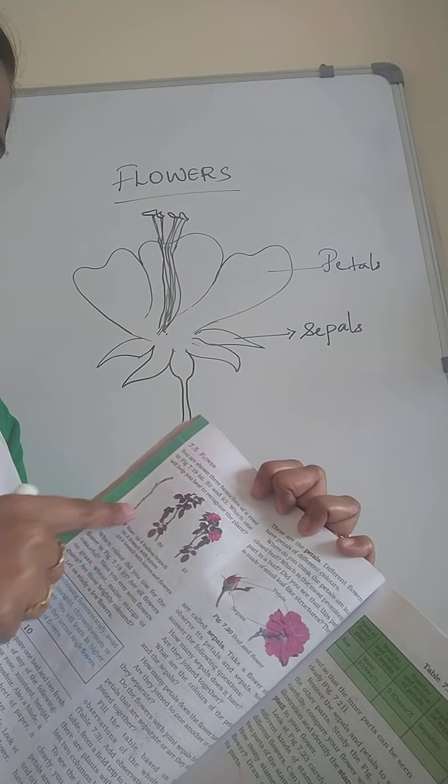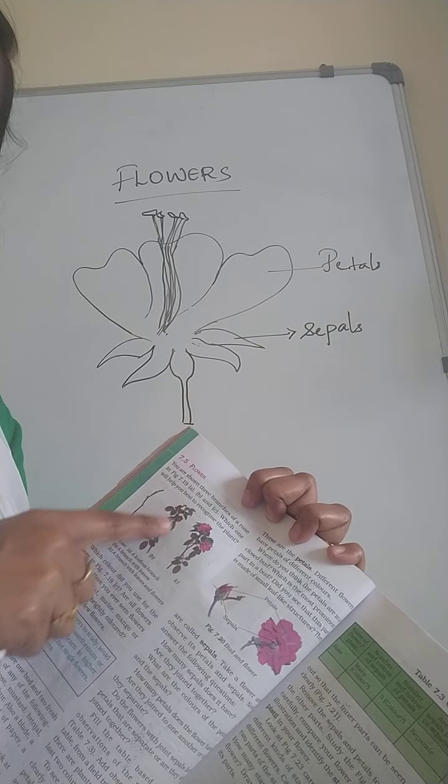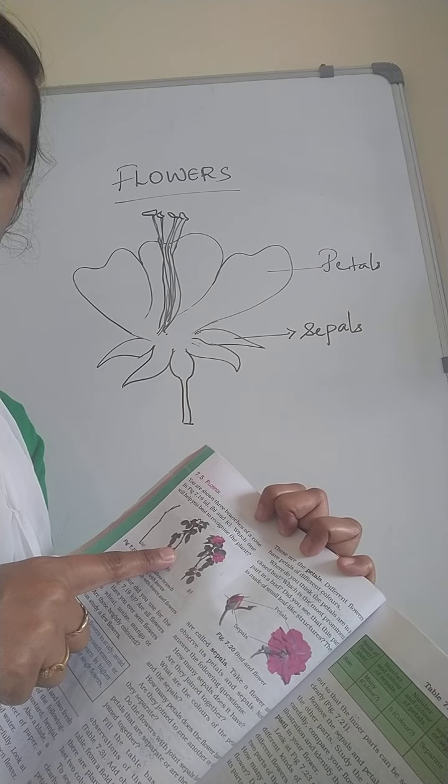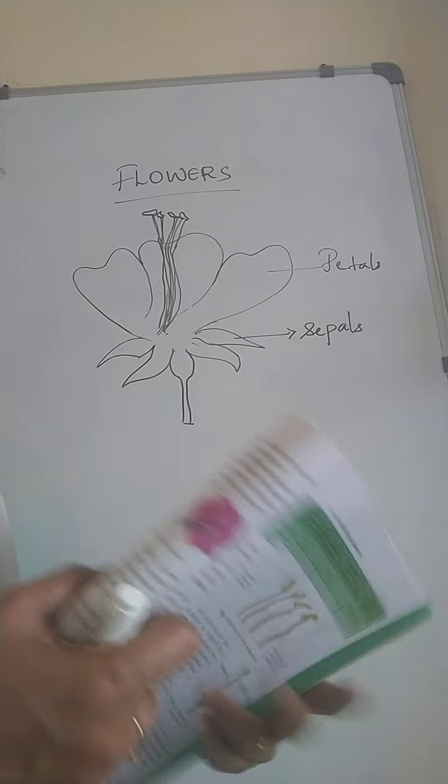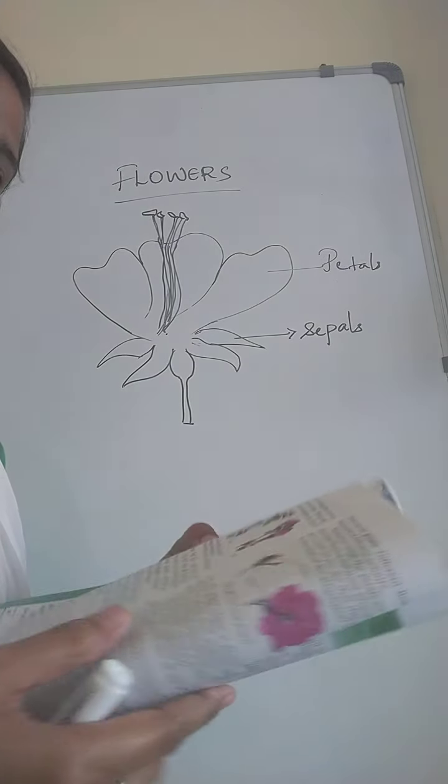In the first one only the stem is there. In the second one the stem together with the leaves is there. And in the third one you can only see the flowers. So you can tell this is the perfect plant.